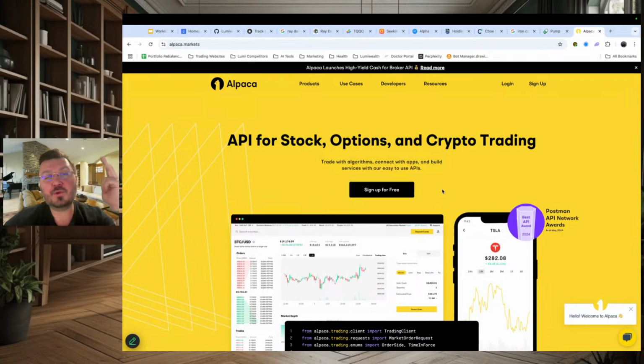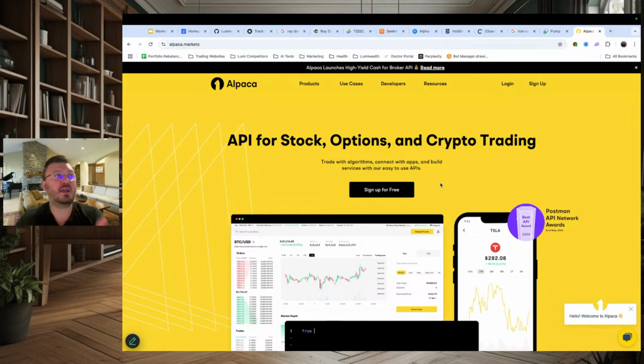The reason why we use them is because they're very easy to get up and running. They're very friendly with bots. They're called an API first broker, so they're very good at allowing you to trade. Not every broker allows you to trade using bots, by the way. I get asked this all the time: what about this broker, what about that one? Some brokers just don't allow this stuff. But Alpaca is one that's made specifically for API trading, for building things against them.